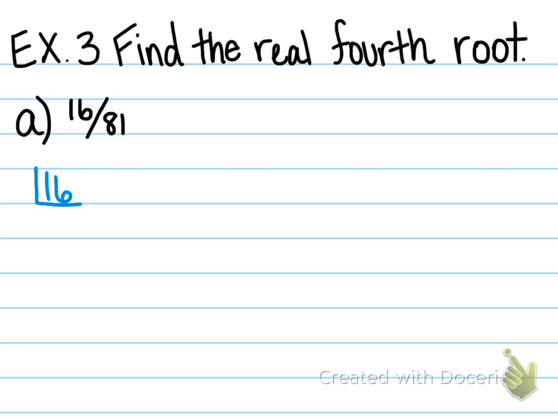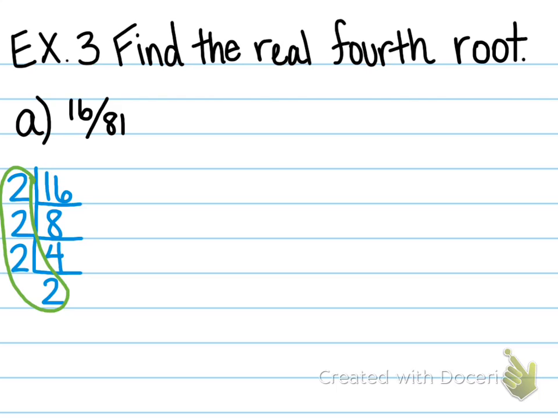So let's factor 16. So I know that 2 goes into 16 8 times, 2 into 8 4, and then 2 and 2. Since this is the 4th root, I'm looking for groups of 4. So that's perfect. I have all the 2s in a set of 4. So plus or minus 2 for the top.